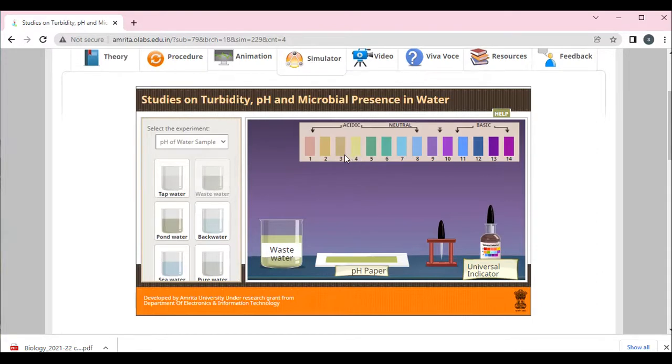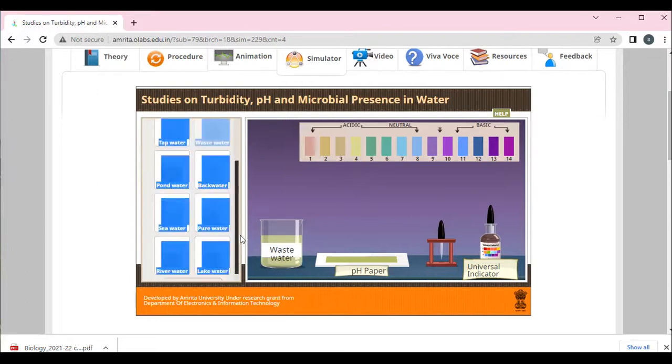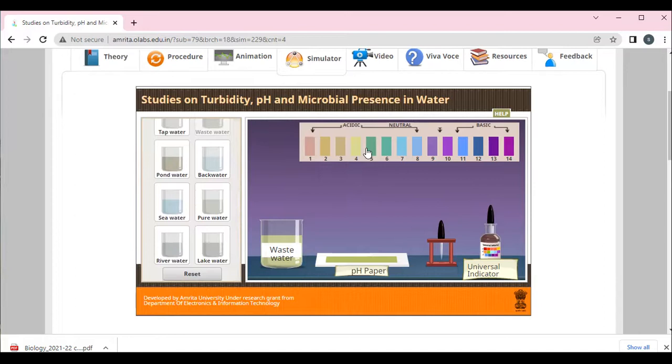Anji, kindly tell me if my observation will be a bit different from yours. It's, I guess, equivalent to 4, right? So write this second sample 2, that is wastewater. For the wastewater, the universal indicator added to it results in pH 4, that is acidic. Okay, in the form of a table you will be writing.